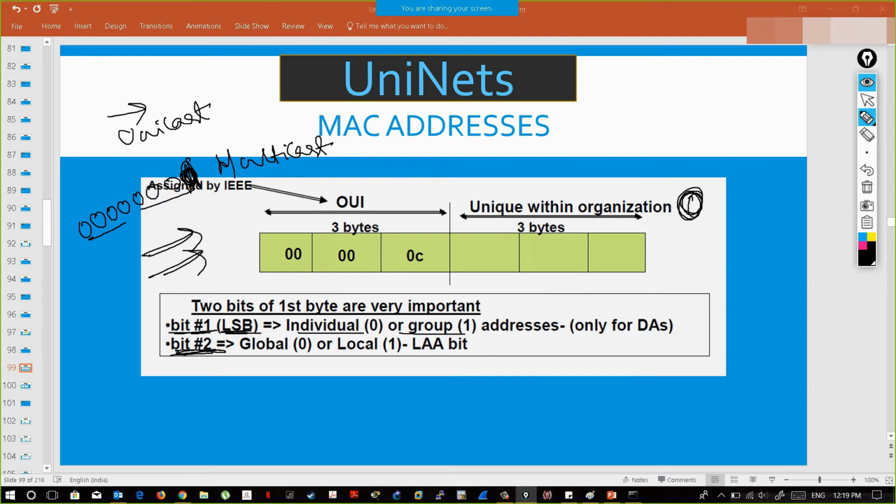And bit 2 will tell whether you have changed any MAC address. If you change your MAC address, how does the local body come to know that you have changed it? That is by this bit. If you change your MAC address, it will be 1, local, and if you are not changing it, it will be 0. It will be globally unique.